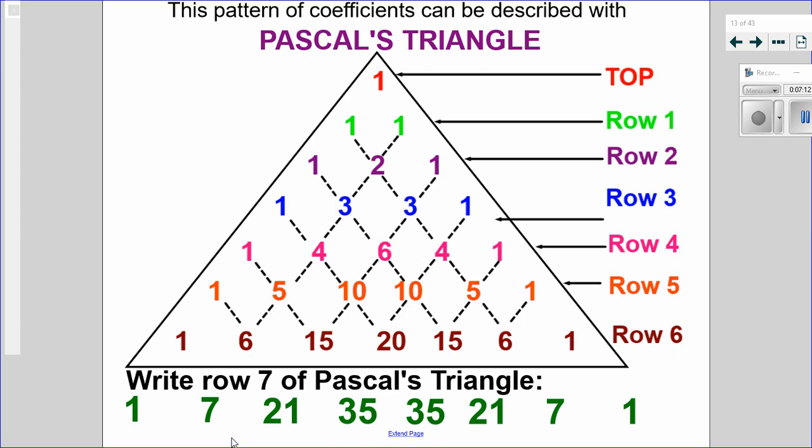Notice that in these patterns here, the numbers are actually symmetrical. So here, notice I start and end with a 1. I have a 7 and a 7, 21 and 21, 35 and 35. They will always be symmetrical.